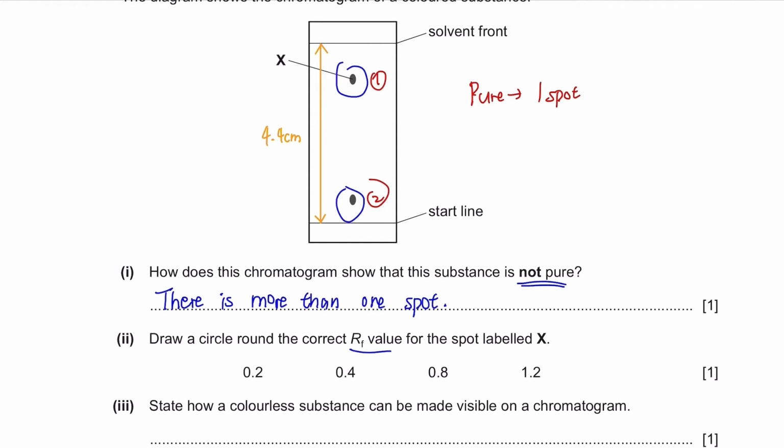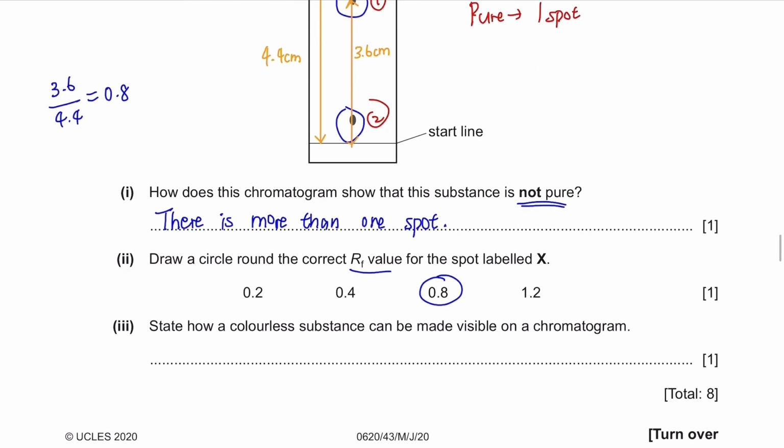Then next you have to measure the distance the spot has traveled from the start line, which is this. And I got 3.6 cm. Then after that, you try to find the proportion of the distance that X has traveled, so 3.6 divided by 4.4. If I round this to 1 decimal place, I get 0.8. The answer is 0.8, and you should be getting this as well.